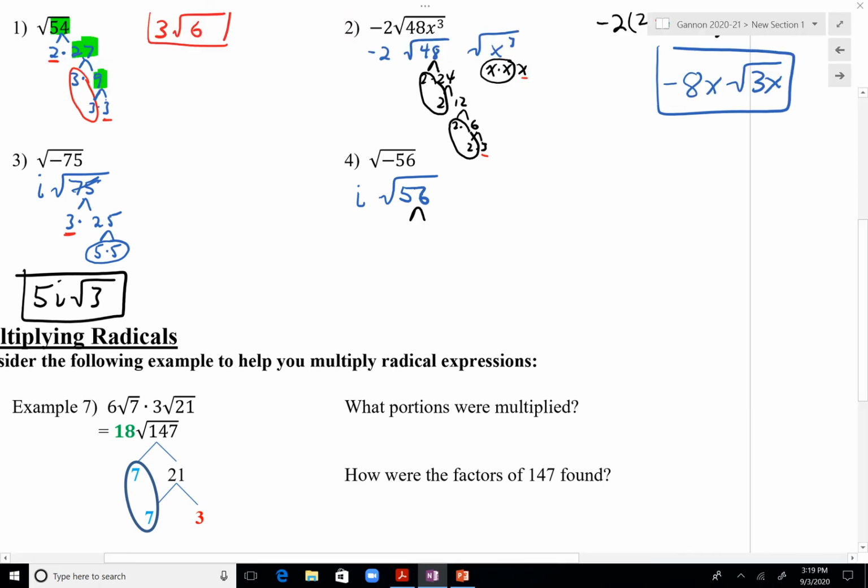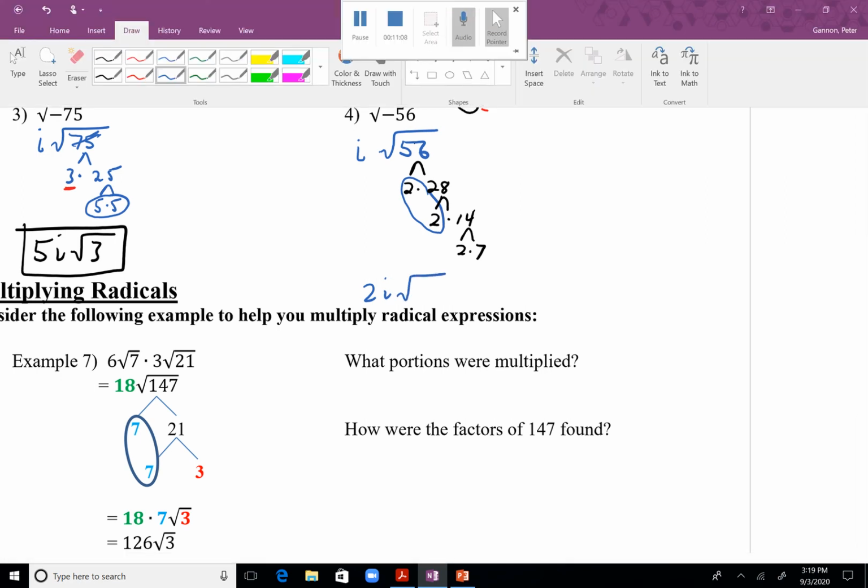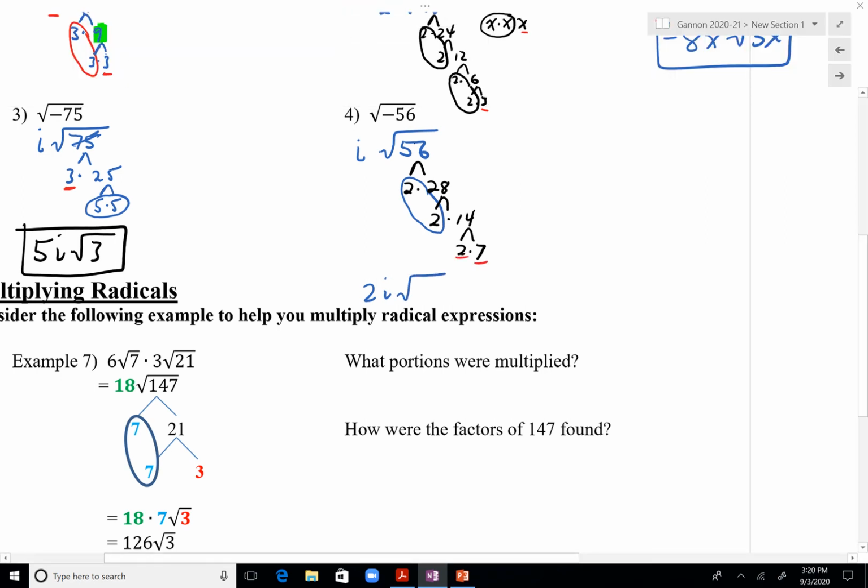So 56 is not a perfect square, but it's an even number. So that's 2 times 28. 28 is 2 times 14. 14 is 2 times 7. You want to keep factoring until all of your factors are prime, or you hit that perfect square at the end. So in this particular case, we have a pair of 2's that we can take out. So we have 2i, and then under the radical, we have a 2 and a 7, which when we multiply is 14.